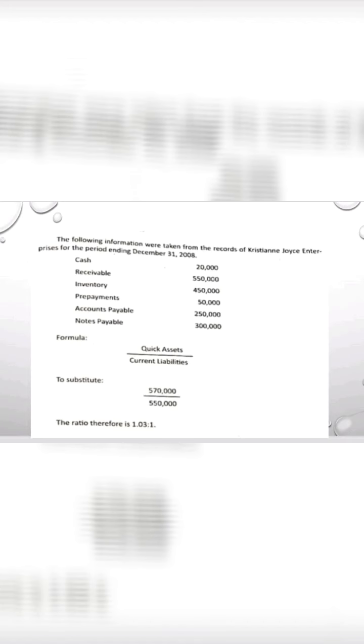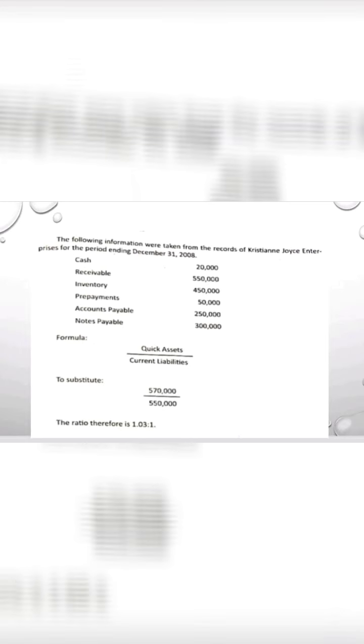For example, we were taking from the records of Christian Joyce Enterprises for the period ending December 31, 2008. For cash, we have 20,000 pesos, receivable 550 pesos, inventory 450,000 pesos, prepayments 50,000 pesos, accounts payable 250,000 pesos, notes receivable 300,000 pesos. For the formula, we will use quick assets over current liabilities.